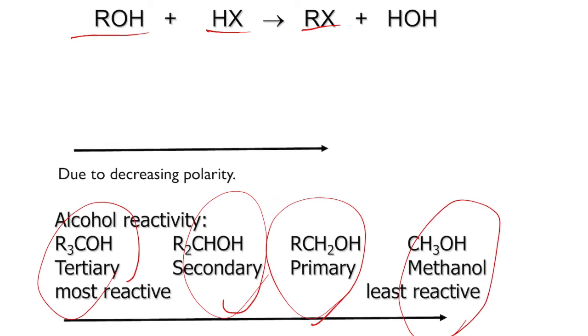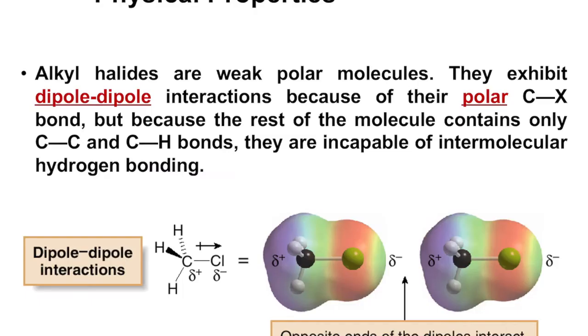Tertiary, secondary, primary, methyl. The tertiary is the most reactive. Why? Because the intermediate of this tertiary carbocation is more stable. This is less stable, that's why less reactive. This is a much less stable intermediate, much less reactive. This is the least stable ever, that is why it is very, very much less reactive.